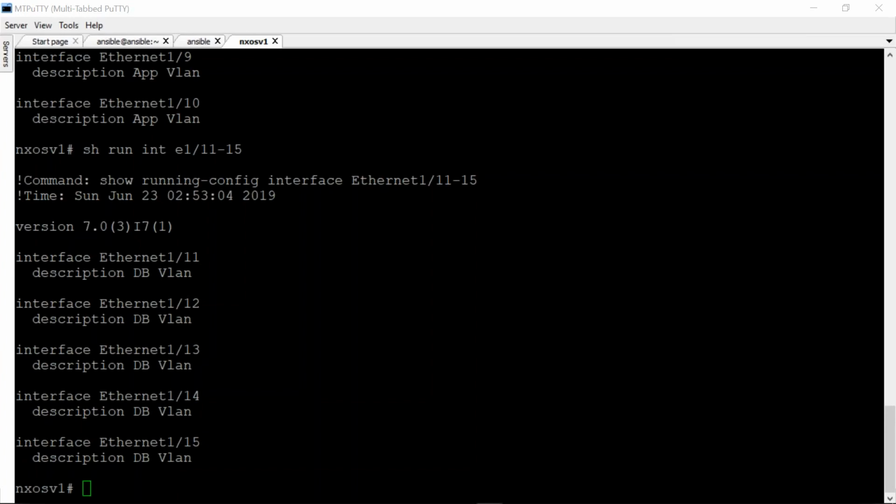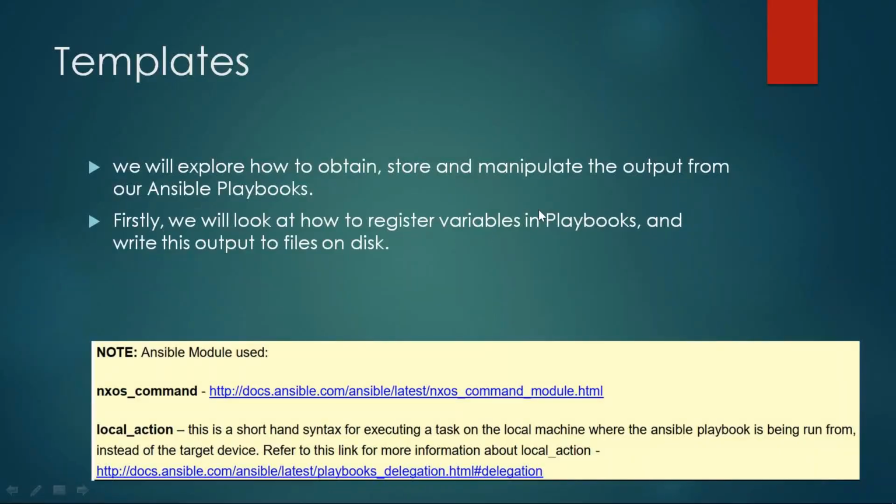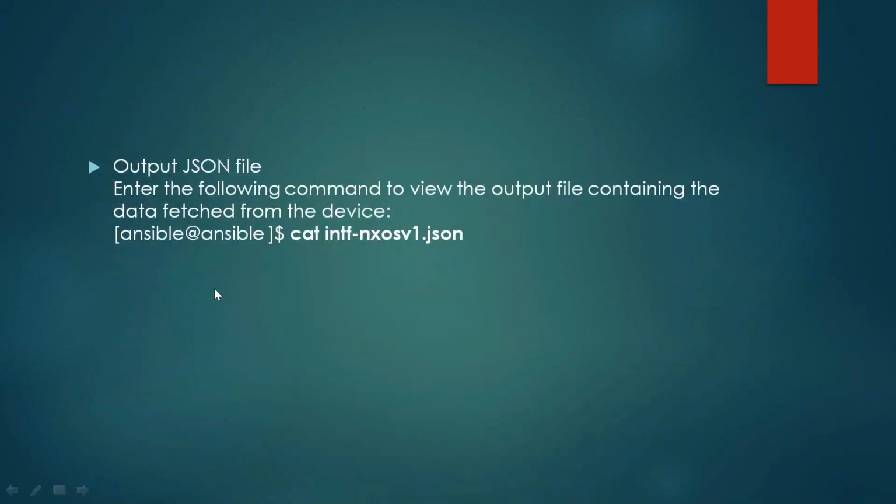Let's stop here. In this section, I'm going to run one lab where you can see how we can store the output in JSON format inside the local destination. For this, you can go and refer the link below. Say local underscore action. This is the shorthand syntax to execute a task on a local machine where the Ansible playbook is, instead of the target device. So let me show you this in the lab so you can understand more about this. For reference, you can go and check this link.